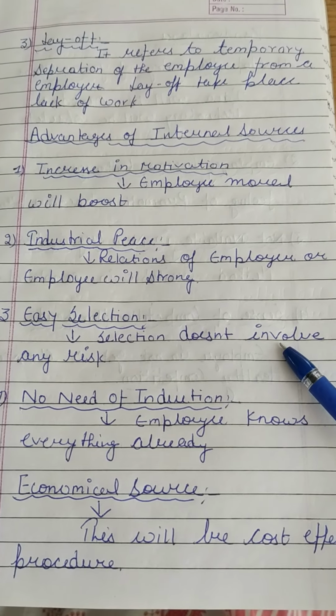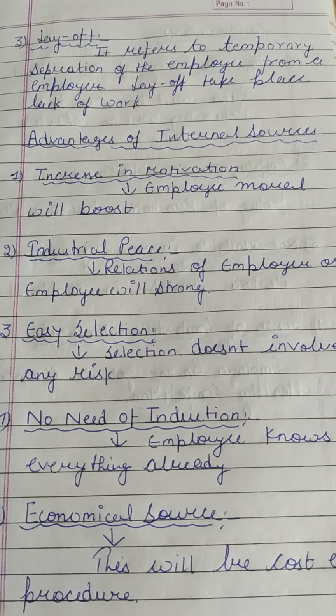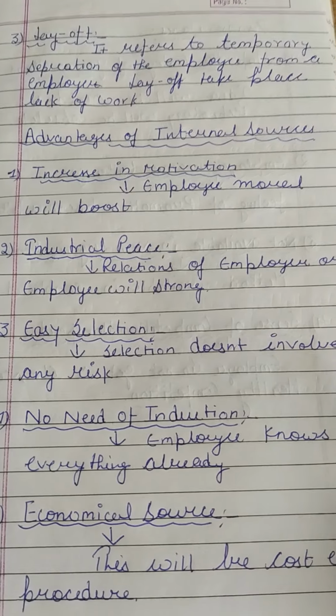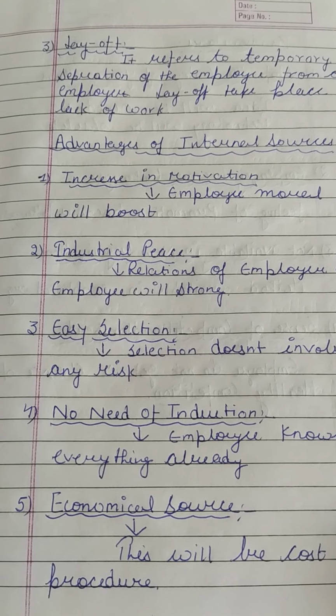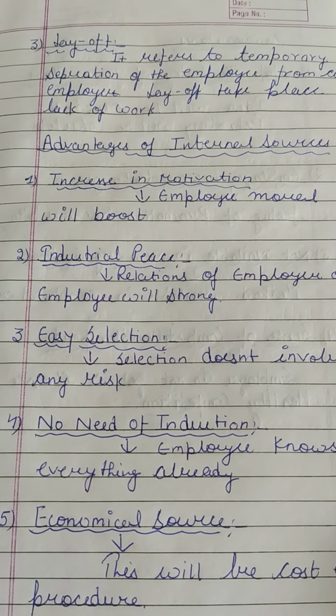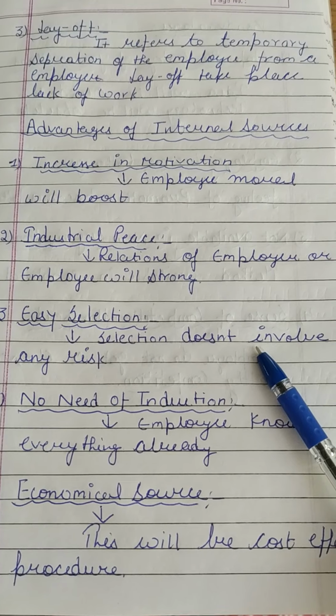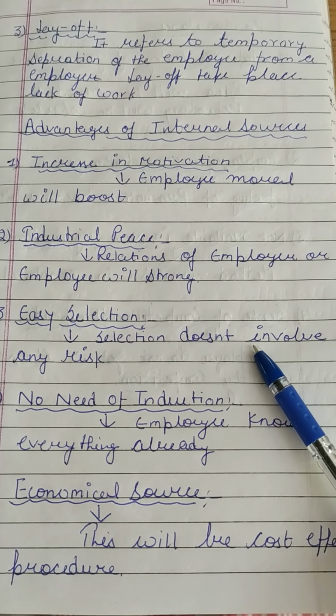Third step is the easy selection. Selection doesn't involve any risk. In simple terms, you don't have to perform so many formalities, because whenever you are going to deal with the external source of recruitment, there are too many formalities you have to be bothered about. But अगर आप internal recruitment choose कर रहे हो तो आपको बहुत सारी formalities नहीं follow करनी पड़ती.